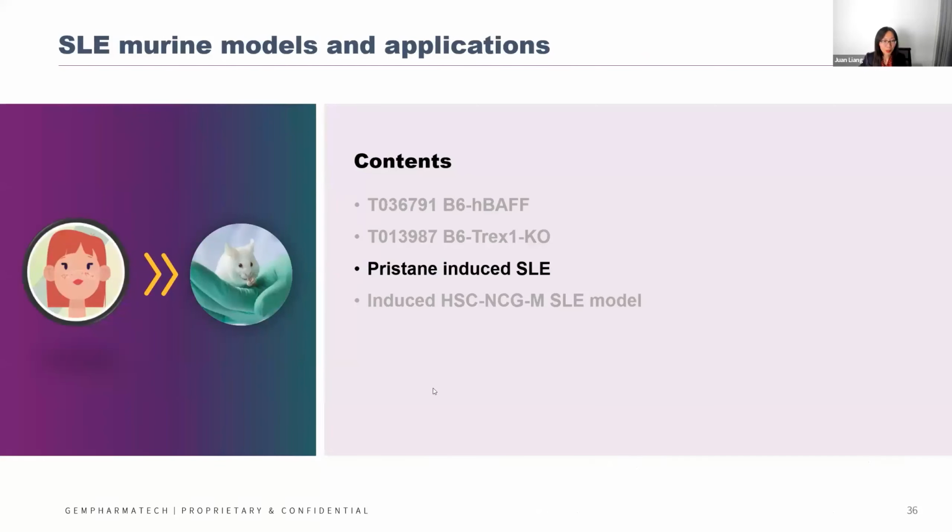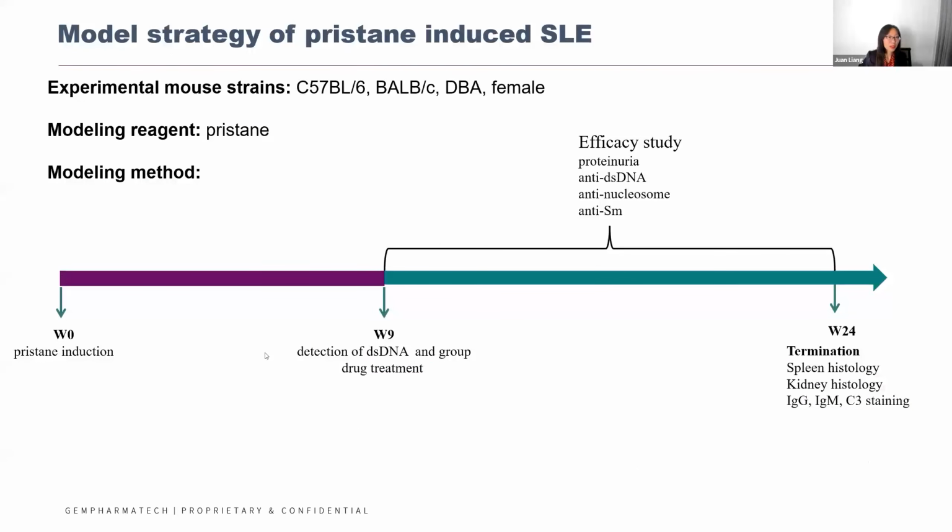The third model is a pristane-induced SLE model. Pristane is a well-used chemical to induce SLE in mice. In this study, we performed the experiment in 3 different inbred strains, C57, PBC, DBA. We induced the model for 9 weeks and detected the level of dsDNA in the groups of mice with drug treatment.